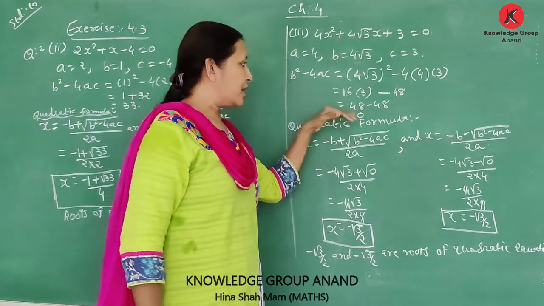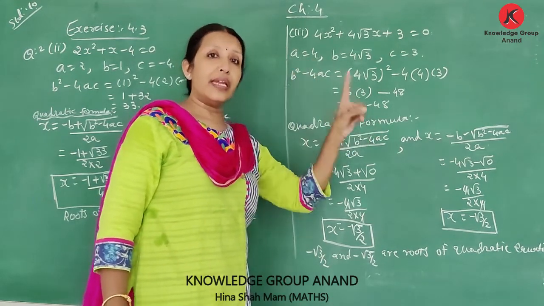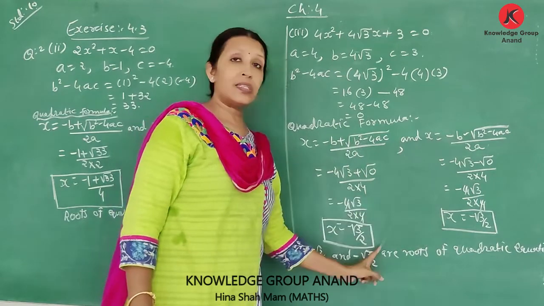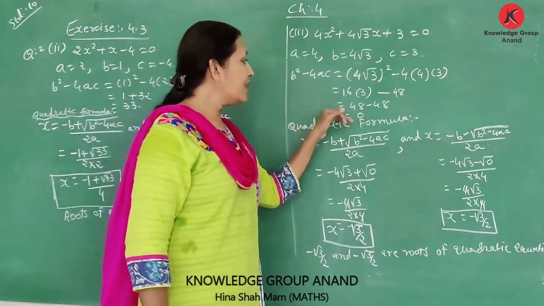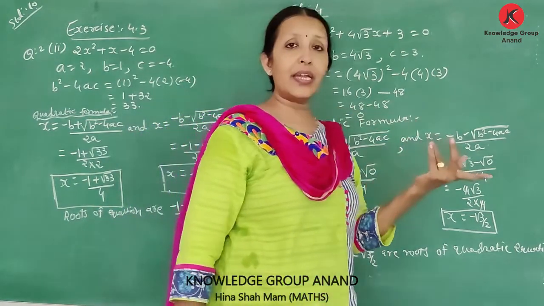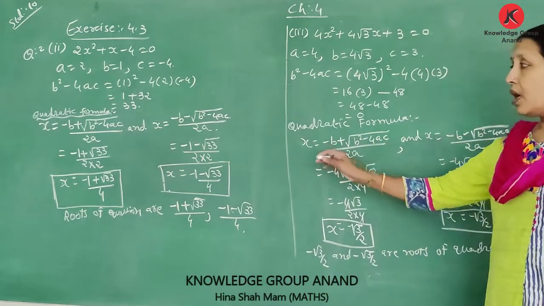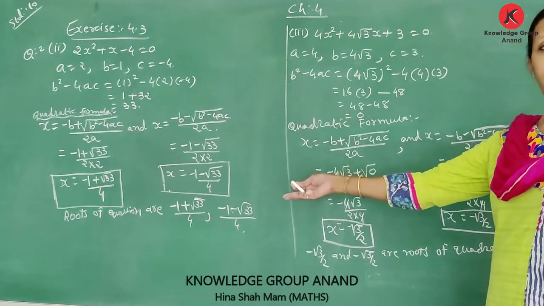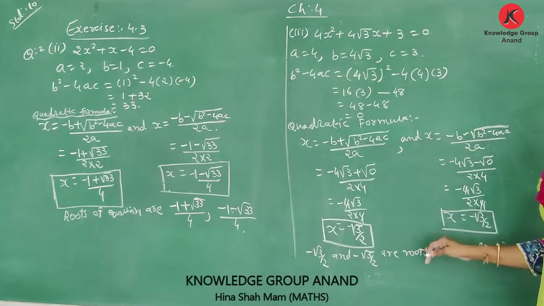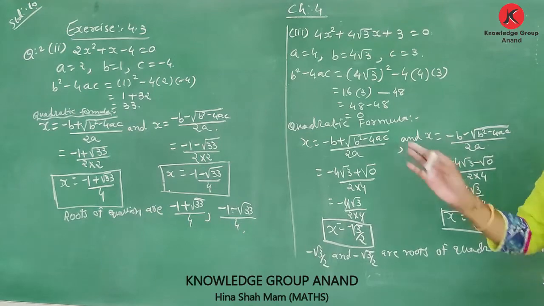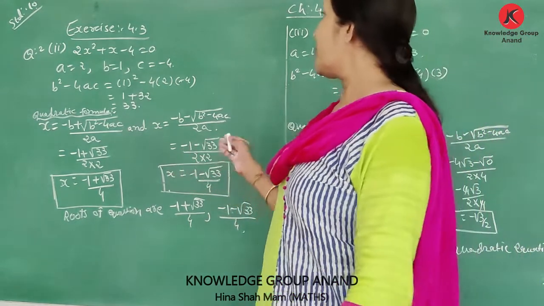Then we saw that if the value of b square minus 4ac is equal to 0, then the roots are the same. We find b square minus 4ac is equal to 0, then we say that our roots are equal, same. Greater than 0, then the roots are different and real numbers. Equal to 0, then same and real numbers. Less than 0, the roots do not exist, which is learned after exercise 4.3.